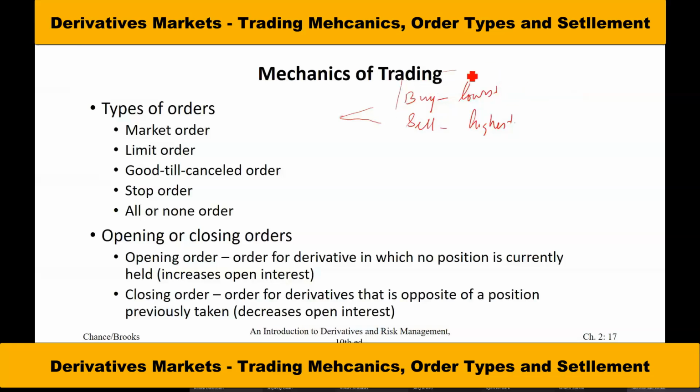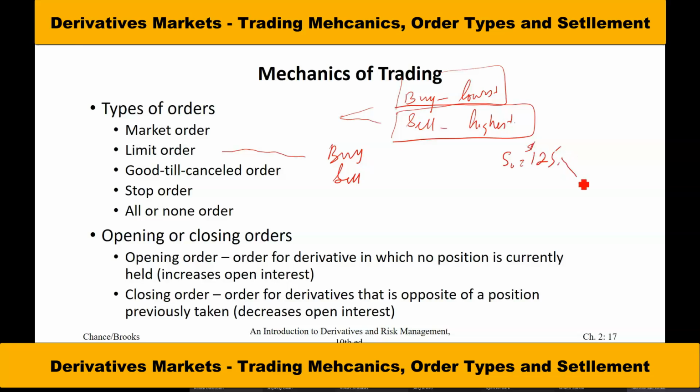The limit order is that order in which we specify the price at which we want to buy or at which we want to sell. So for example, let me take the example of a stock. Let's suppose Apple is trading at $125 now, but I want to buy it if it drops to 120, for example.